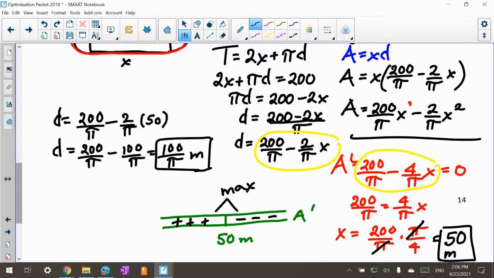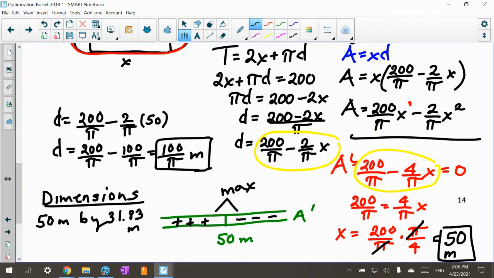So the dimensions of the weight room or the weight area or the fitness area is going to be 50 meters by, and let me do 100 divided by pi just to see what that comes out to be. So I have 100 divided by pi, and I get 31.83. 31.83 meters. Okay, so that's our answer.